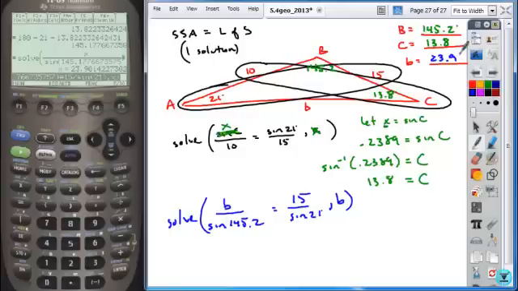Does that fit what I was predicting? Yeah, if it's consistent, it at least gives you some sense that you are correct or at least consistent with what you were expecting. Okay. So this is SSA using law of sines to find a triangle with one solution.